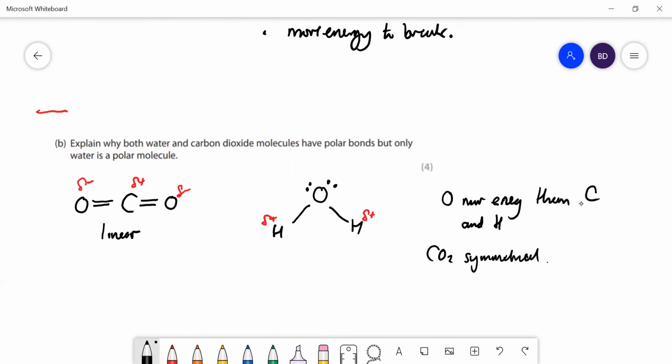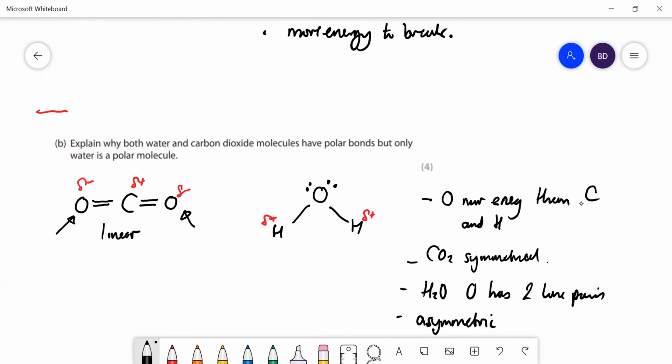And so the excess negative charge on this side of the molecule is exactly balanced by the excess negative charge on that side. So you've got an even distribution. Okay. Whereas with water, I think we need to say here, water has got 2 lone pairs. The oxygen has 2 lone pairs. And so it is not symmetrical. And so you don't get that happening there. That will be enough for your 4 marks, I think.